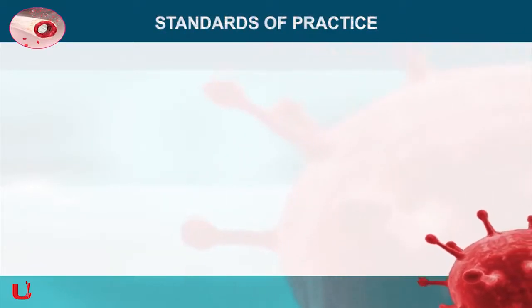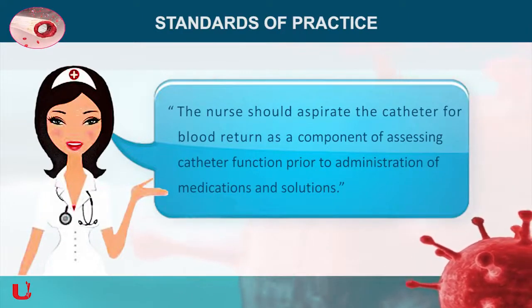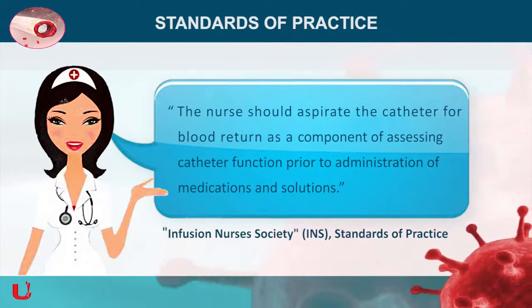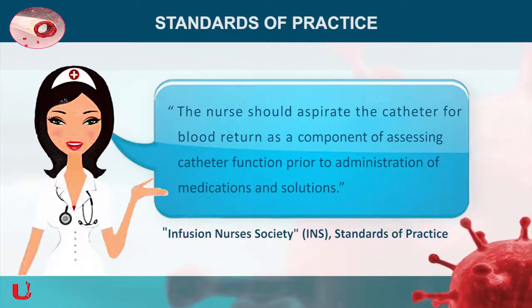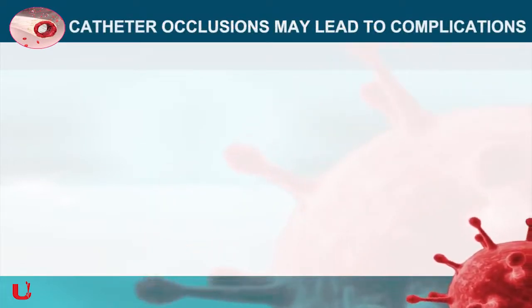Standard of practice: the nurse should aspirate the catheter for blood return as a component of assessing catheter function prior to administration of medications and solutions. What will happen if occlusion in catheter is not removed?